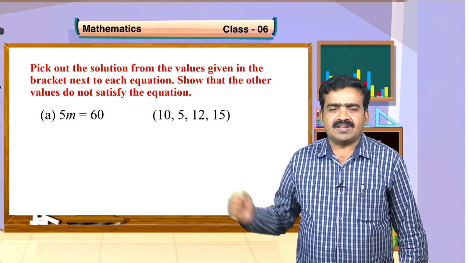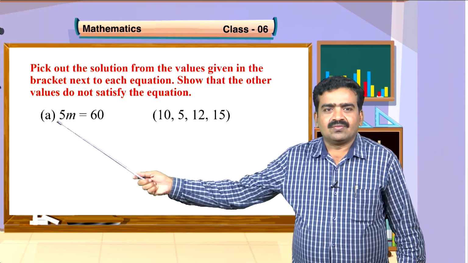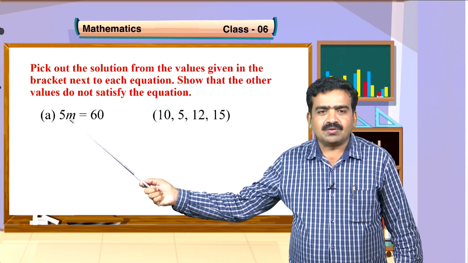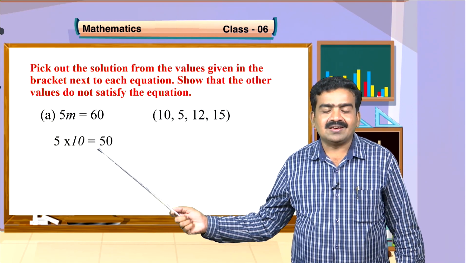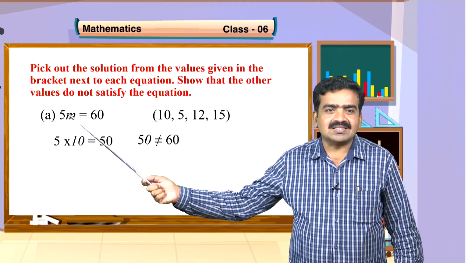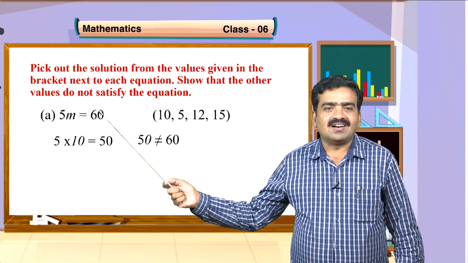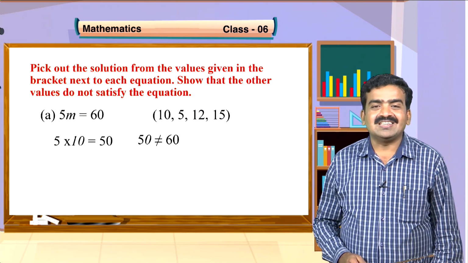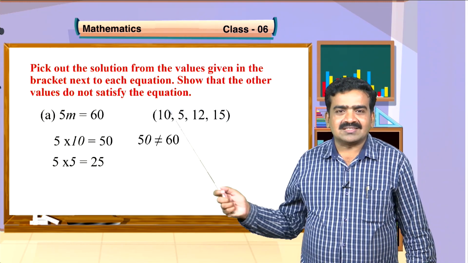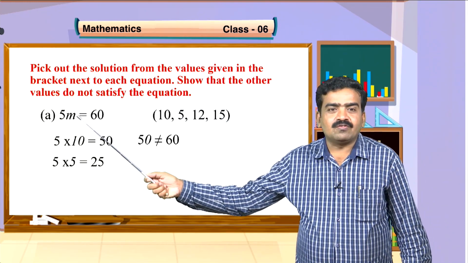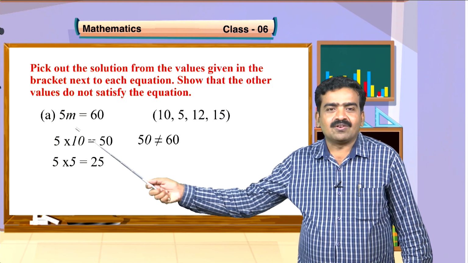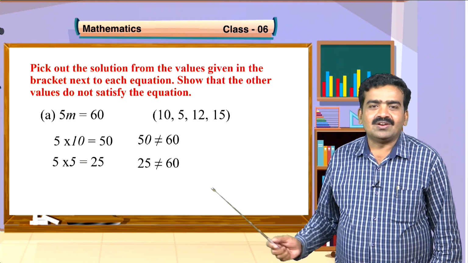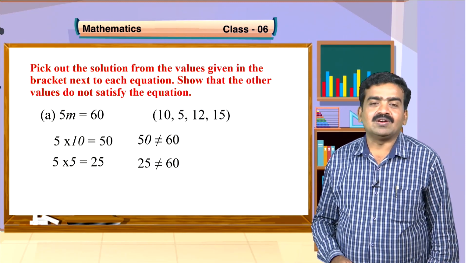Substitute 10 in place of n. What will you get? When 10 is substituted in place of n, you will get 5 into 10. What is the product of 5 and 10? Definitely it is 50. LHS gives us 50 and 60 is there in the RHS. Therefore, 50 is not equal to 60. Now, take the second value, 5. 5 into 5 is 25. Therefore, LHS becomes 25 and RHS is 60. 25 is also not equal to 60.